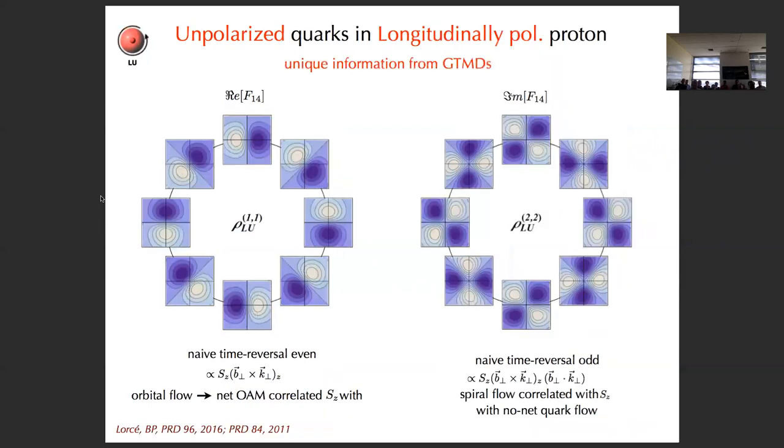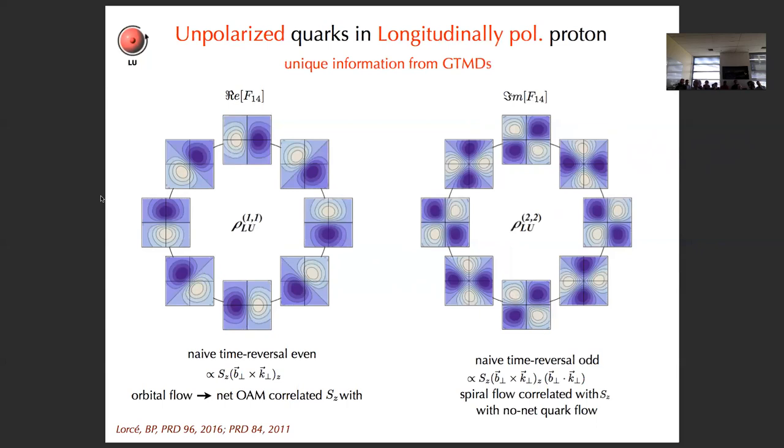So, here I have another example. This is the case of unpolarized quark in a longitudinally polarized proton. In both cases, T-even and T-odd, you do not have any analog in the case of GPD and TMD. This is some unique information you can get from the GTMD.